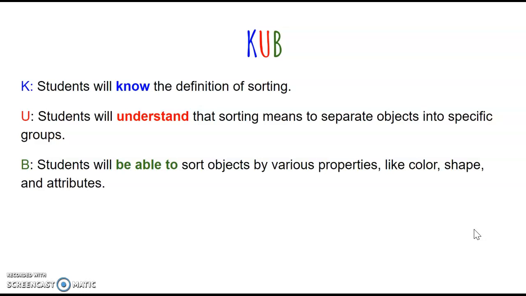The cub. Remember, the cub lets us know what we're going to be learning and what your job is going to be for the day. Students will know the definition of sorting. Students will understand that sorting means to separate objects into specific groups. Students will be able to, this is your job, sort objects by various properties like color, shape, and attributes.